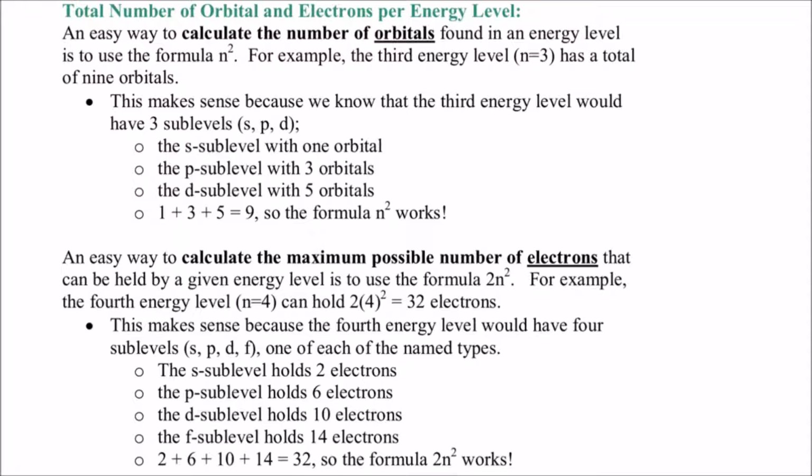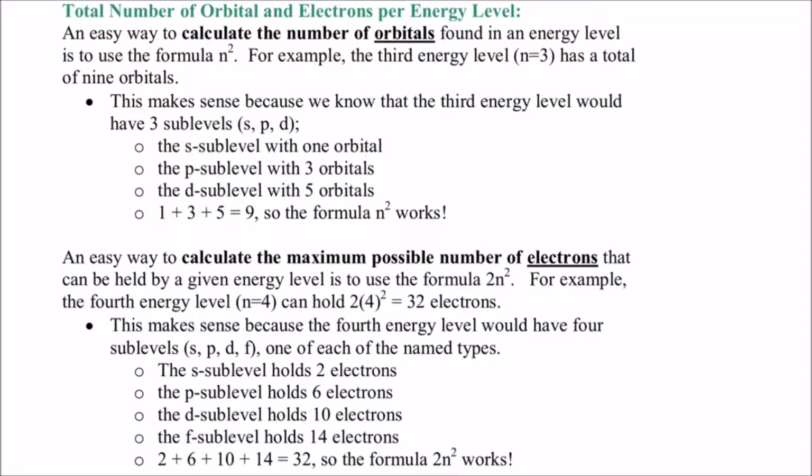Now what if you wanted to know the number of orbitals found within any given energy level? That one is just n squared. Instead of multiplying by 2, which stands for the 2 electrons that every orbital can hold, here we just have n squared. That tells us how many orbitals there are. So what if we said n equals 3? 3 squared is 9, so there should be 9 total orbitals in the third energy level. Let's see if that plays out.